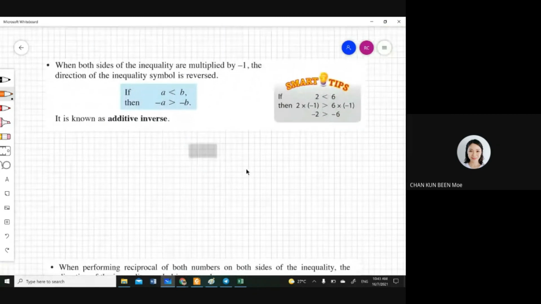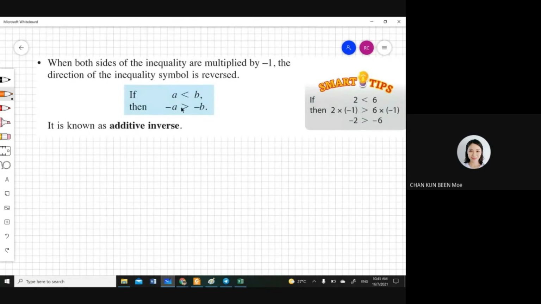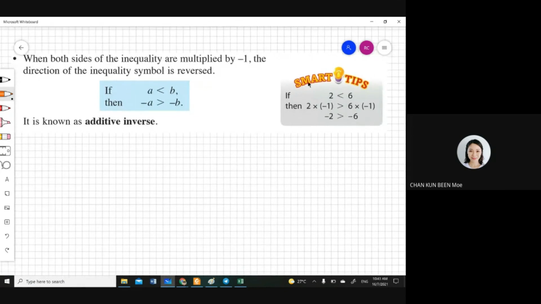Okay. So next one. When both sides of the inequality are multiplied by -1, the direction of the inequality is reversed like this. Okay. So for example, you can see the smart tips on the right here. 2 is less than 6. If you multiply 2 with -1, 6 with -1, you change the symbol right away. So 2 times -1 is -2. 6 times -1 is -6. So -2 is greater than -6.